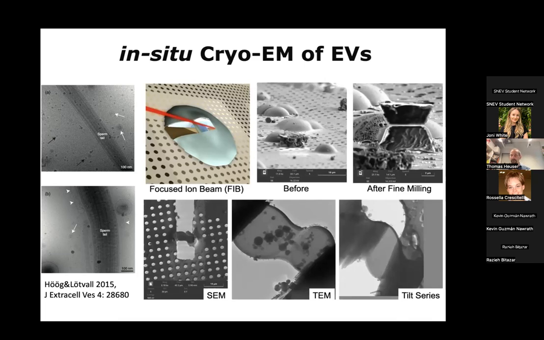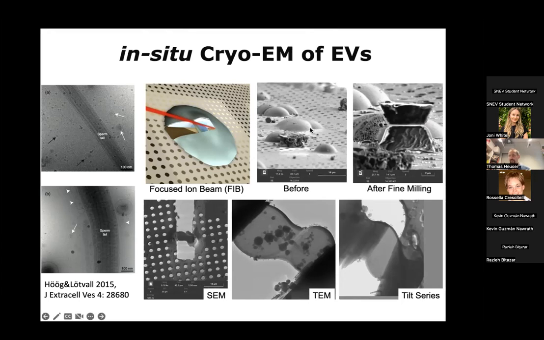But one approach I wanted to show you, which I think hasn't been used yet in EVs: if we want to skip this sample concentration procedure by ultracentrifugation or size exclusion, one possibility is an approach called cryo-FIBSEM. This stands for cryo-focused ion beam milling scanning electron microscopy, and this is what you see here.